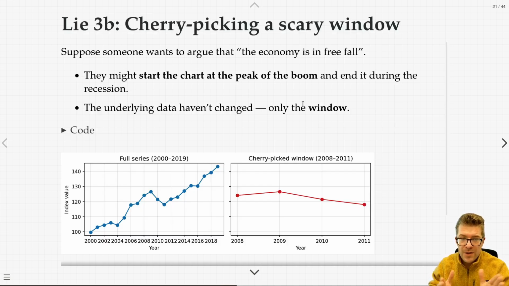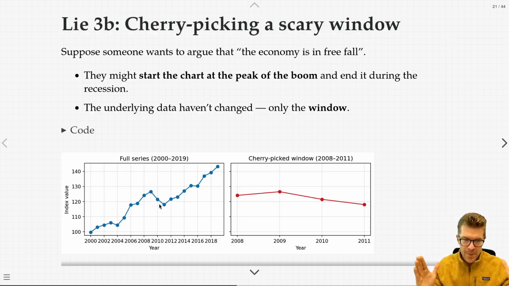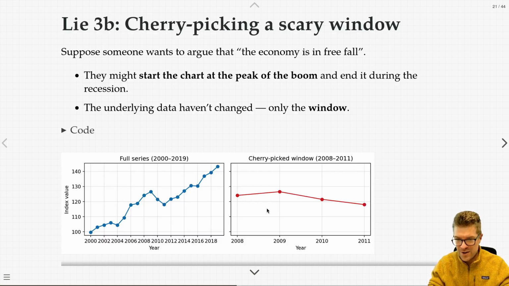So you can cherry pick also, you can zoom in or zoom out. If someone wants to argue that the economy is in free fall, they might zoom in on only the few years here that indicate a drop. It's funny here, because this steep drop in the graph on the left happens over a small amount of time and it's compressed in the x-axis, so the drop off seems pretty severe. The drop from these years is actually the exact same between the blue graph and the red graph, but because the red graph is stretched out in the x-axis, this actually seems to diminish the drop somewhat.